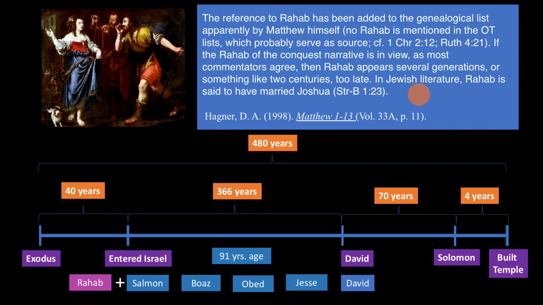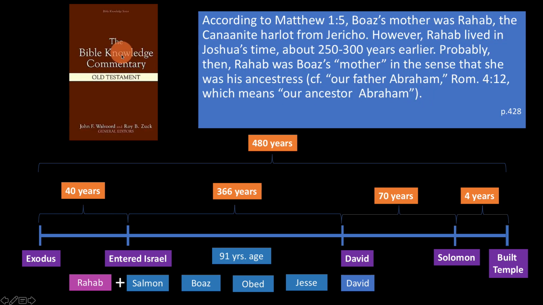And other commentators have noted this issue. For instance, in the Bible Knowledge Commentary, we read, "According to Matthew 1:5, Boaz's mother was Rahab, the Canaanite harlot from Jericho. However, Rahab lived in Joshua's time, about 250 years earlier. Probably then Rahab was Boaz's mother in the sense that she was his ancestress. Cross-reference 'our father Abraham,' Romans 4:12, which means our ancestor Abraham."